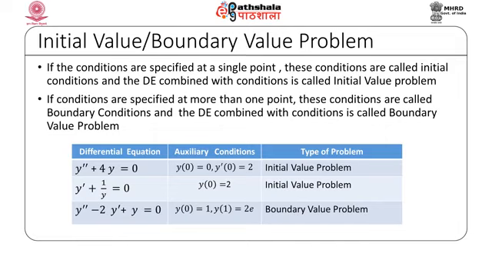Let us look at the third equation in the table, y double dash minus 2y dash plus y equal to 0. Here in the solution there are two constants, so we need two conditions. The two conditions are y(0) is 1 and y(1) is 2e. Here the conditions are given at two different points, namely at 0 and 1, and so this differential equation combined with these two conditions will be called a boundary value problem.